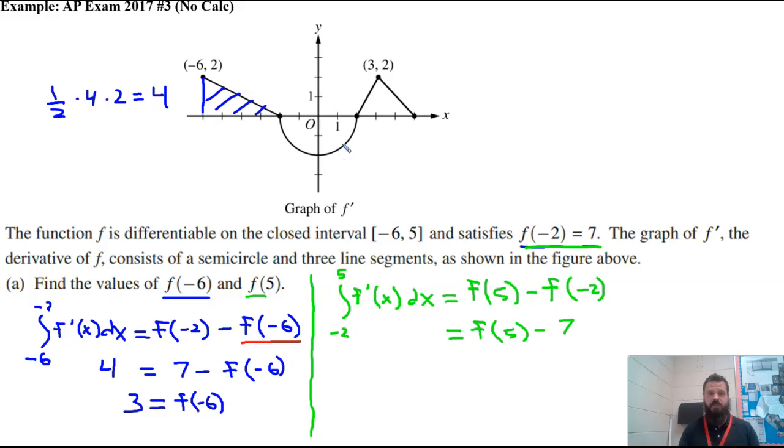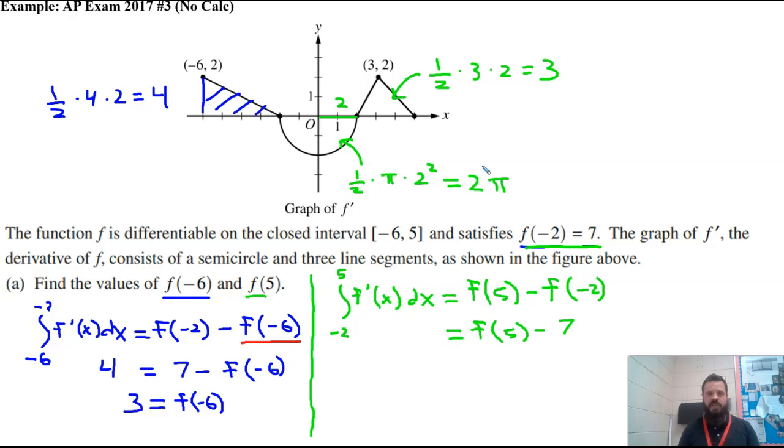Notice we've got two separate shapes. Semicircle, so 1/2 times pi times the radius squared, which in this case is 2. So 1/2 times 2 squared would just be equal to 2 pi. And then up top for an area, we've got a triangle once again. So 1/2 times base 3 times height 2 will just be a 3 for that part.